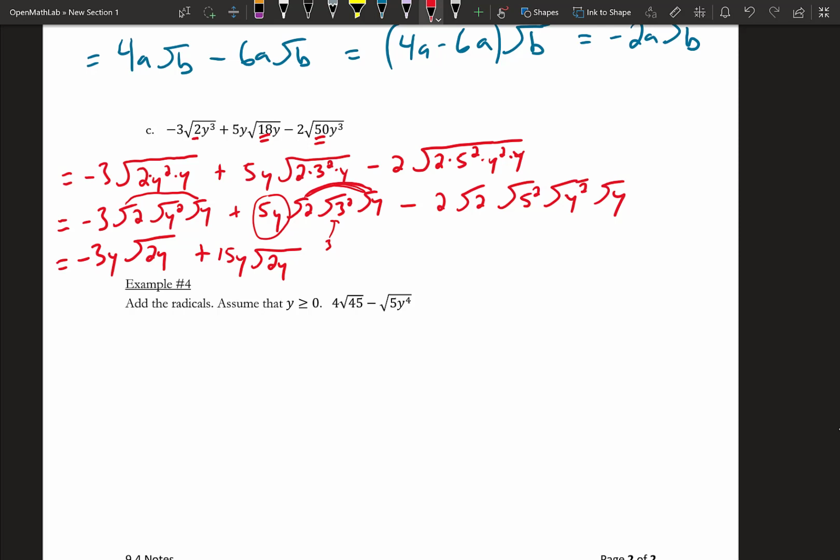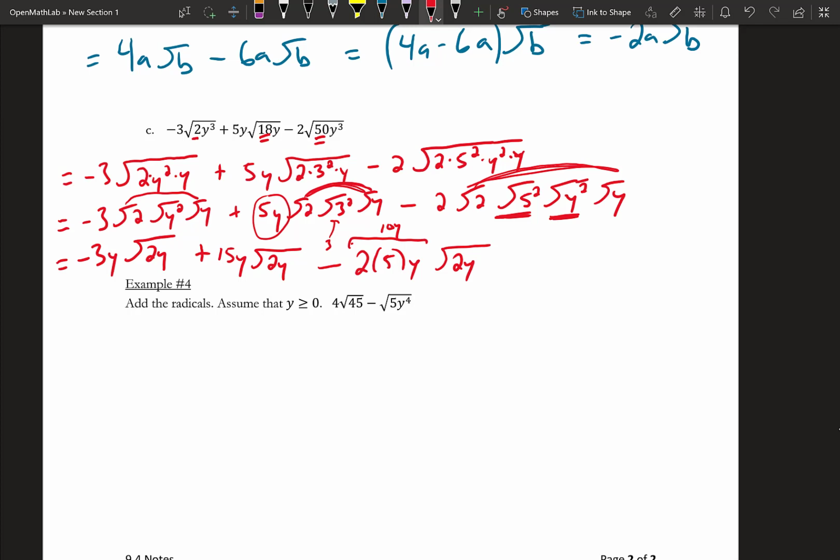And then I would have minus, and then I would have 2 times, and then this guy, the square root of 5 squared would be times 5, right? And then the square root of this guy would be just times y, right? So in other words, this part becomes 10y, right? And then I would have the square root of multiplying these two things together, we get the square root of 2y, right, using that multiplication property of radicals.